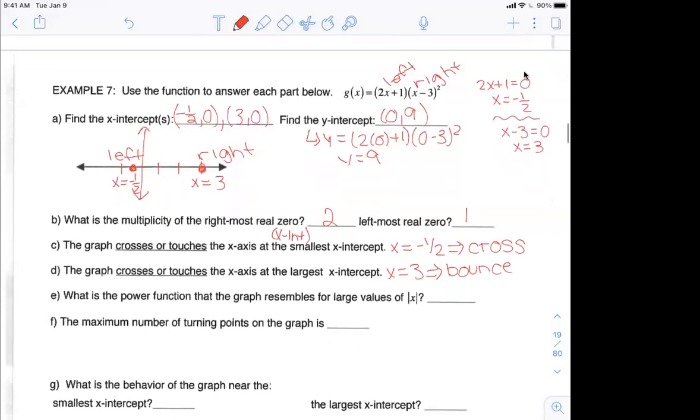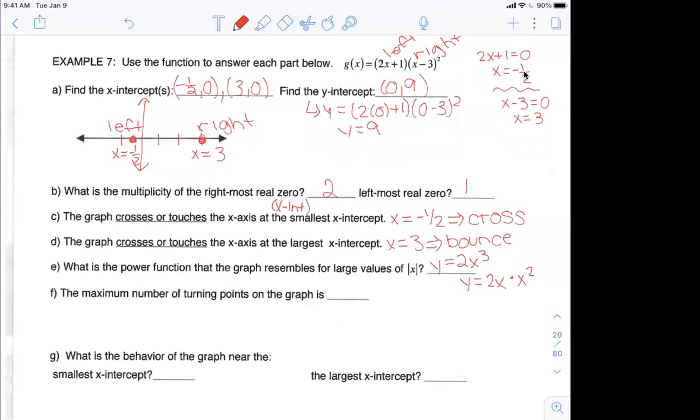What is the power function? So again, imagine if you were multiplying it out. What you would have is 2x from the first factor. The other one, if you multiplied it out, you would get a leading term of x squared. So if you put those both together, that's going to give you y equals 2x cubed.